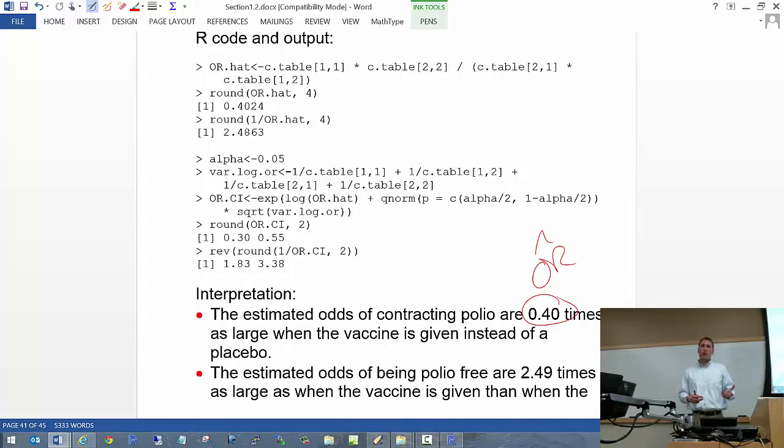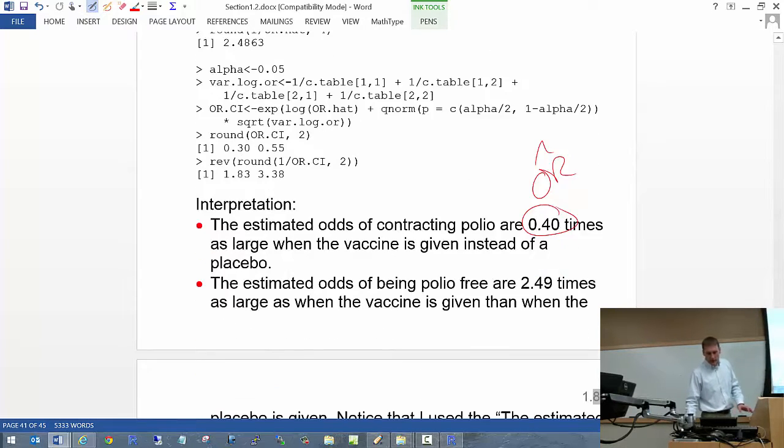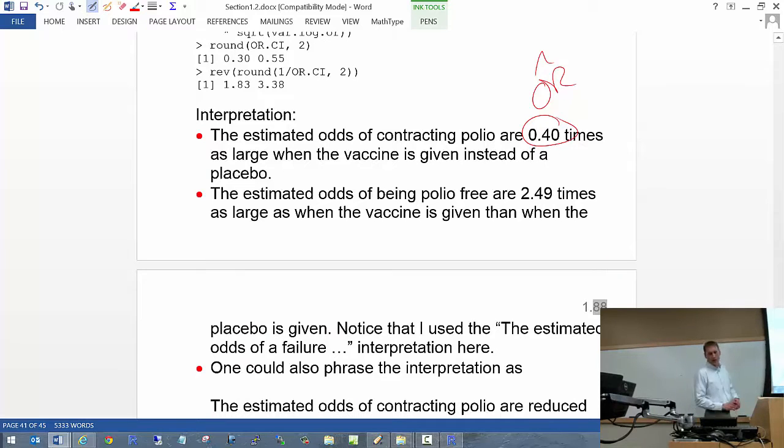That the risk of getting polio is less for the vaccine group than for the placebo. You can also phrase the interpretation like this: the estimated odds of being polio-free are 2.49 times as large when the vaccine is given than when the placebo is given. I'm sorry, let me make sure I said that right. The estimated odds of being polio-free are 2.49 times as large when the vaccine is given than when the placebo is given.